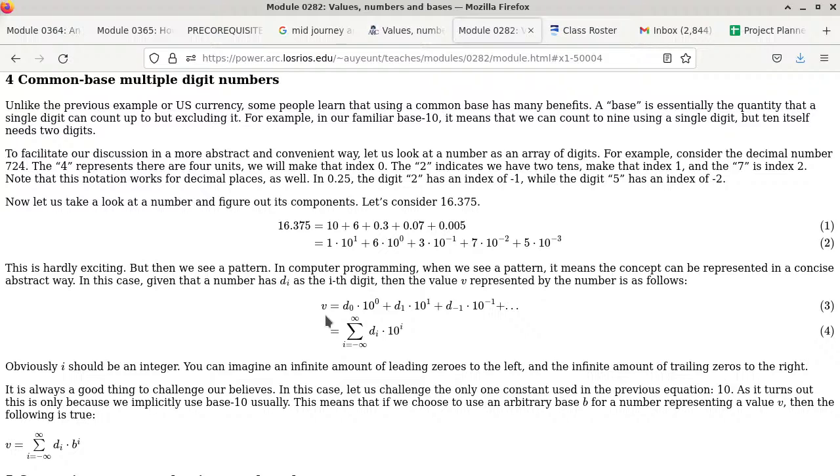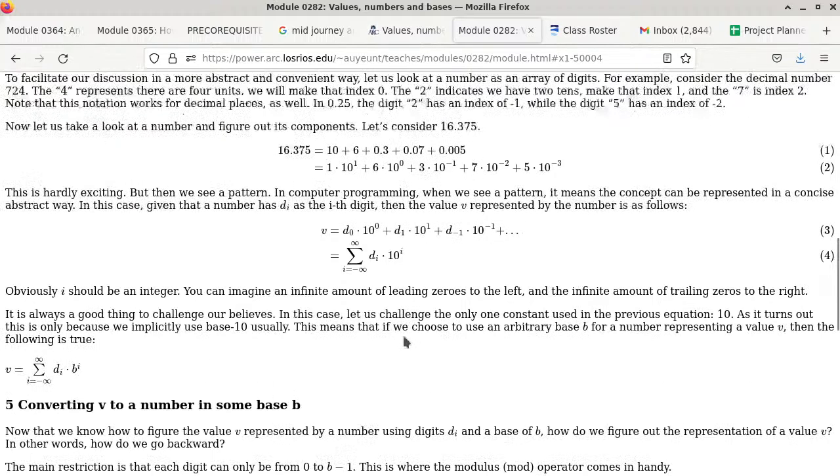Are we good so far? Yes? Okay. Now, would you ever need to do this for a base 10 number? The answer is probably not, because we are used to base 10 numbers already. We know exactly what 16.375 is representing as a value. So the idea is, okay, what about in some other bases? When you want to generalize this equation to some other bases, this is the answer.